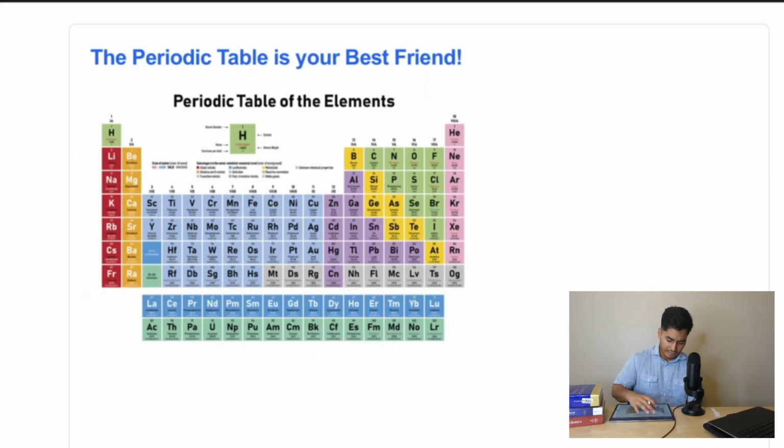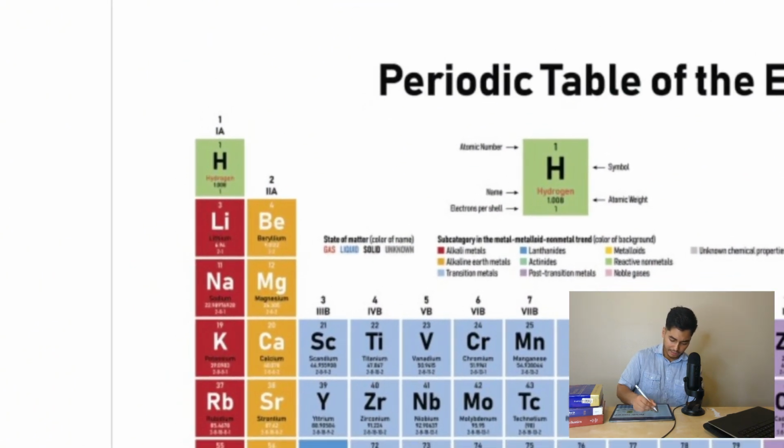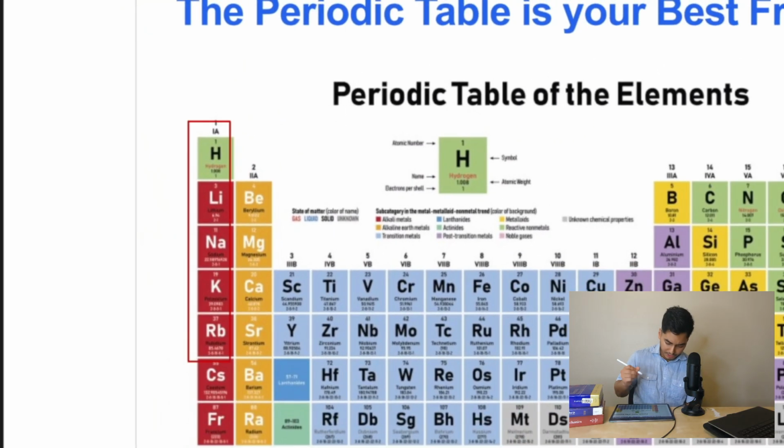Let's break this down. How many valence electrons does hydrogen have? Hydrogen is going to live in the first column of the periodic table. So let's highlight this first column. All of these elements right over here are going to have one valence electron. Remember, a valence electron is the number of electrons in the outermost shell, and hydrogen is our first basic element. It's only going to have one valence electron.